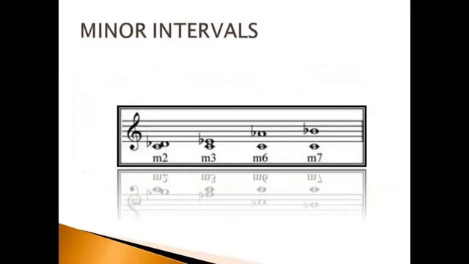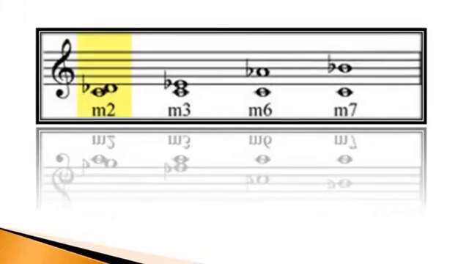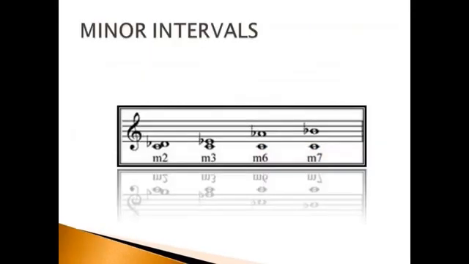On this slide, you see the minor intervals in the key of C major. C to D flat, because remember, D natural would be a major second, D flat is a minor second. C to E flat, C to A flat, and C to B flat. These are all minor intervals.